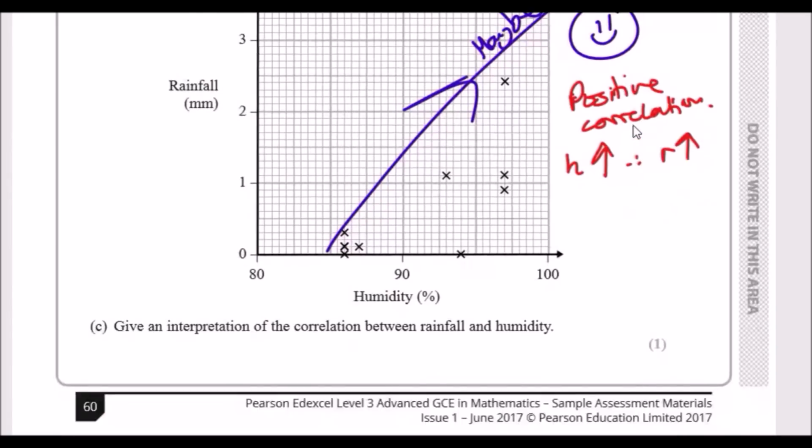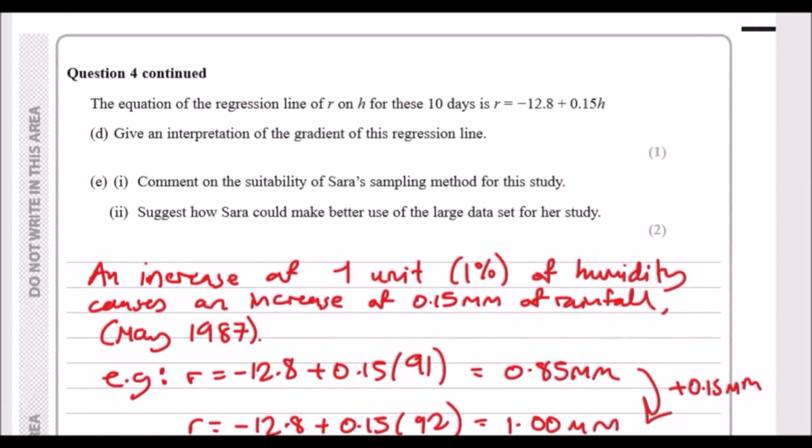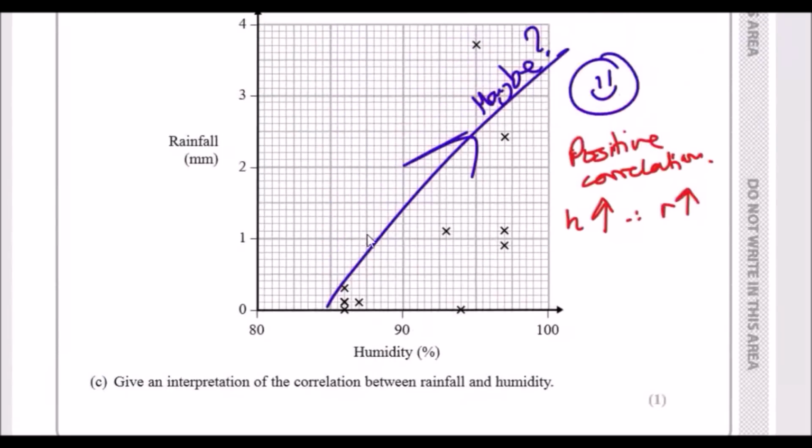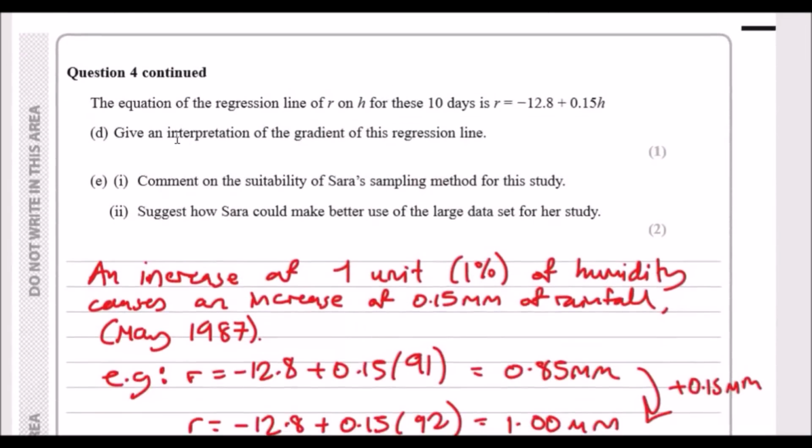It's kind of weird, isn't it? But yeah, that's how it works. Now, next one, number 4. The equation of the regression line of R on H for these 10 days is given to be R equals minus 12.8 plus 0.15H. So just like your standard straight line equation. This is talking about this line I just drew. Now, give an interpretation of the gradient of this regression line.